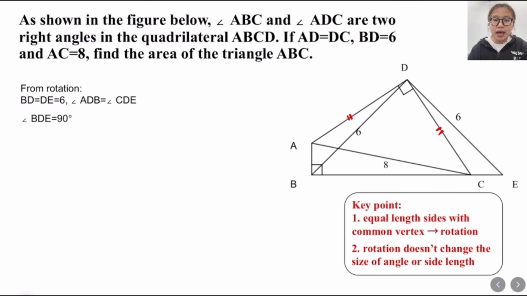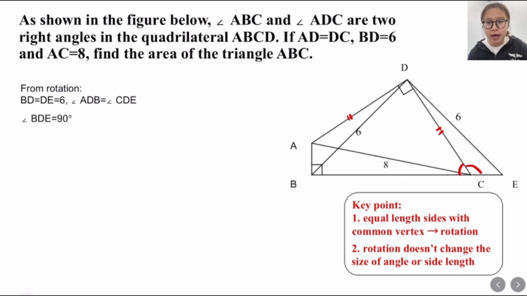Now we know that the angle BDE is 90 degrees, and BD is equal to DE. It seems that the triangle BDE is an isosceles right triangle. But is it? To be a triangle, the points B, C, E have to be on a straight line. Are they on a straight line? To prove that they are on a straight line, we need to prove that the angle BCD plus angle DCE is equal to 180. How to prove it?